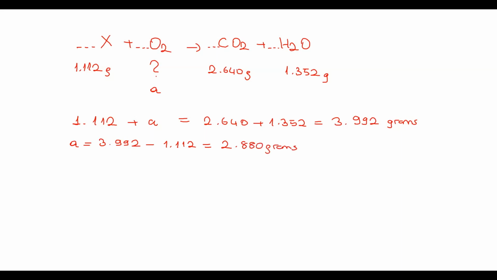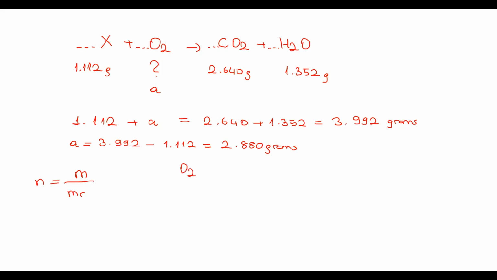Now we know the masses of each species, and we need to continue by finding the number of moles of each. We cannot determine the number of moles of X because we still don't know the molecular formula and we don't know the molar mass. But we can calculate the number of moles of oxygen, carbon dioxide and water because we can calculate their molar masses. If we know the mass of a species and its molar mass, then by dividing mass by molar mass, we can calculate the number of moles. This is our formula.